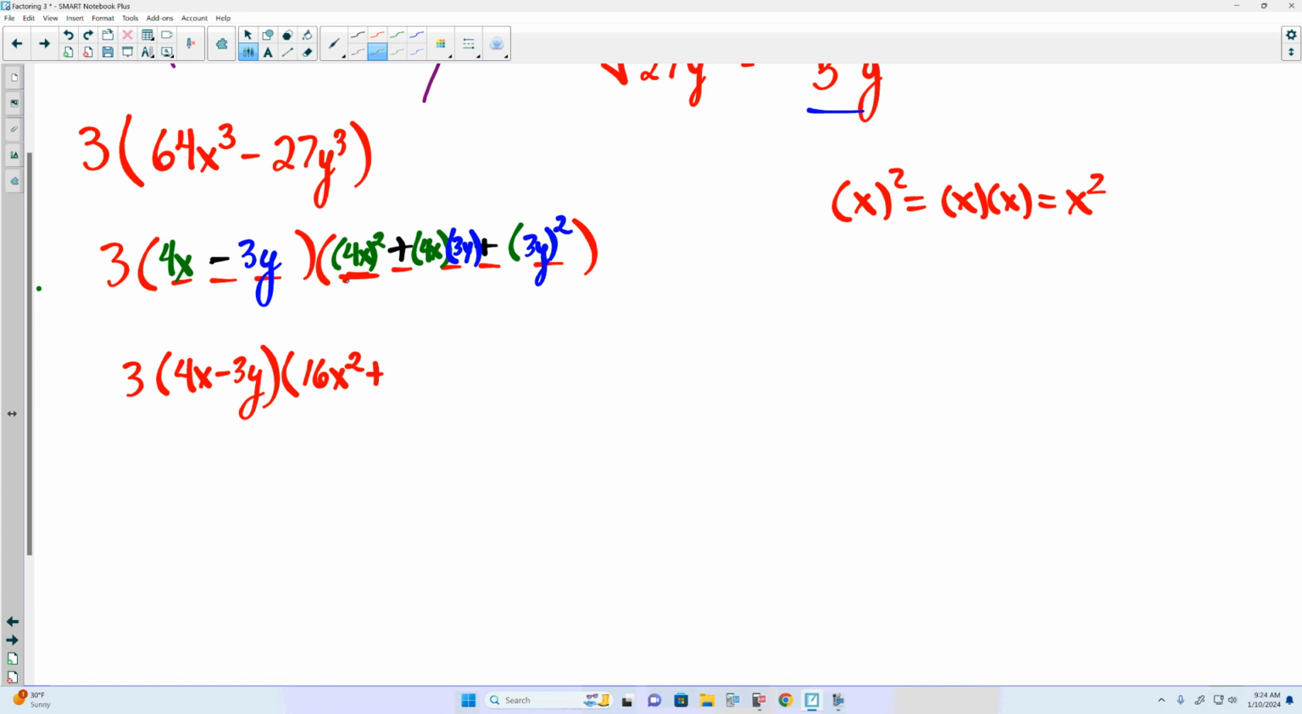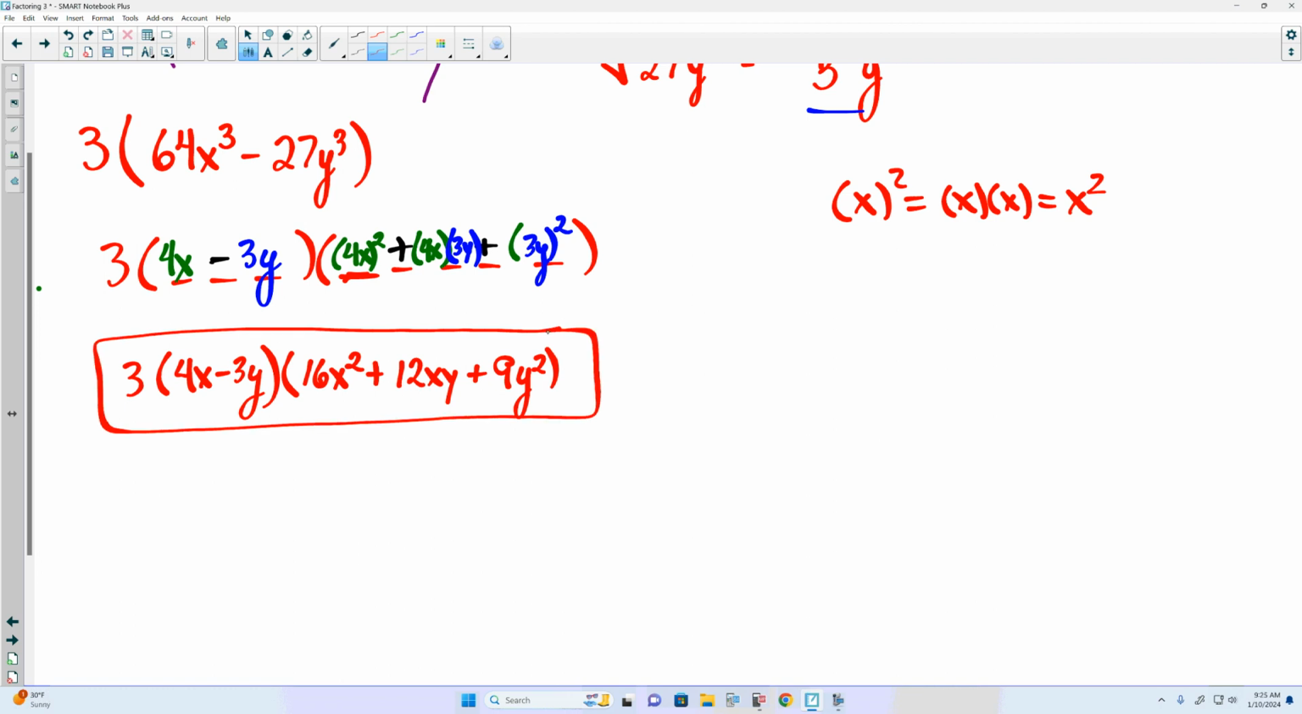Middle term, 4x times 3y. 4 times 3 is 12xy. Then 3y squared would be 9y squared. And that's it. Now, even though we did have 2 variables this time, nothing changed. It's the exact same process, the exact same procedure. It's just now we have variables in both spots.